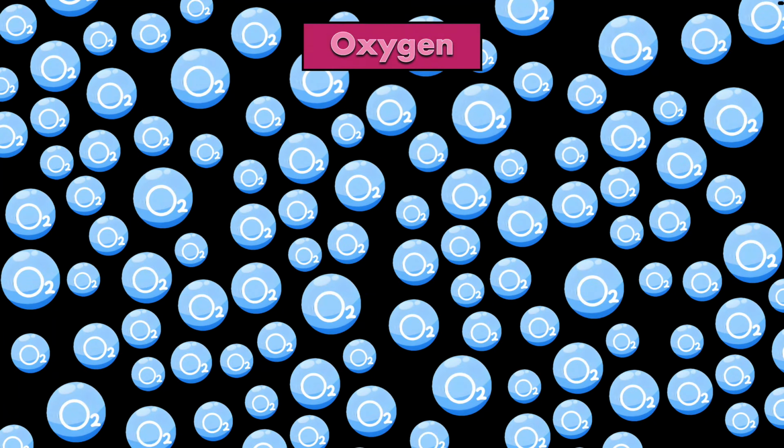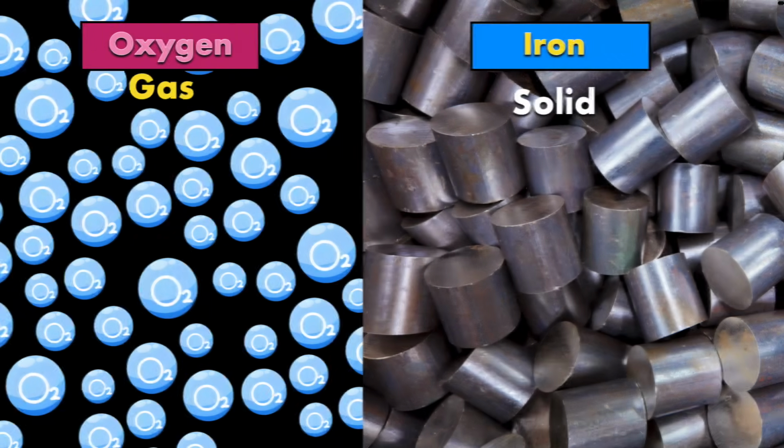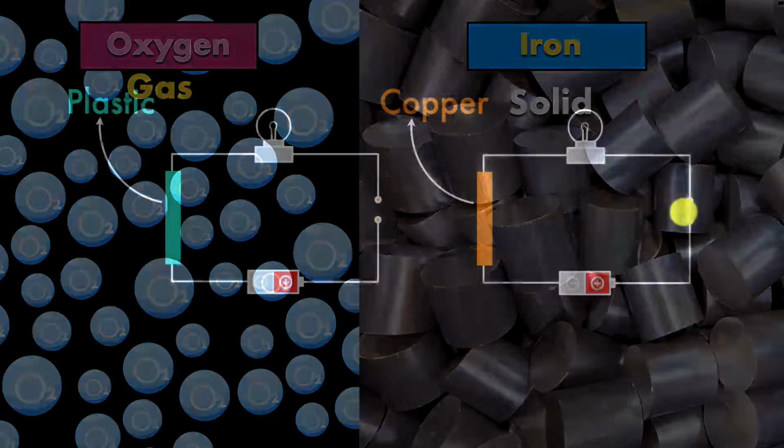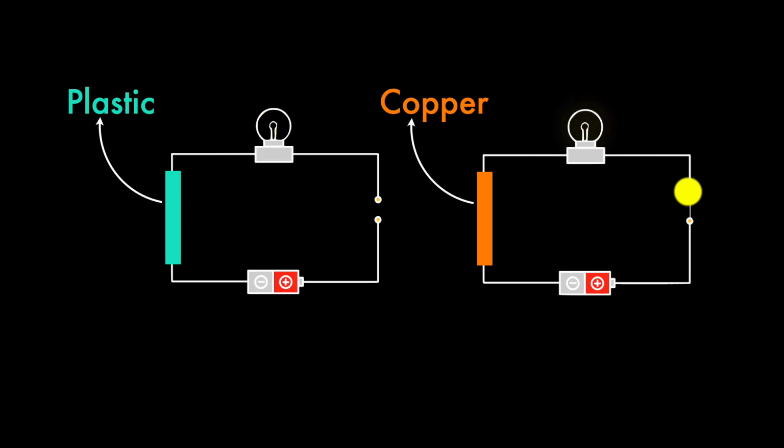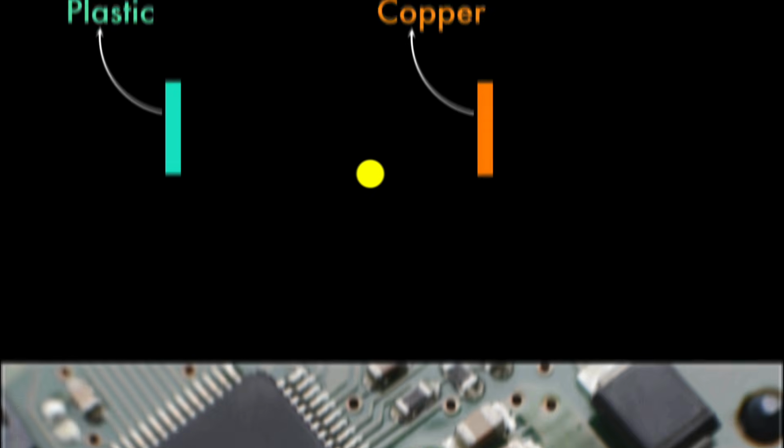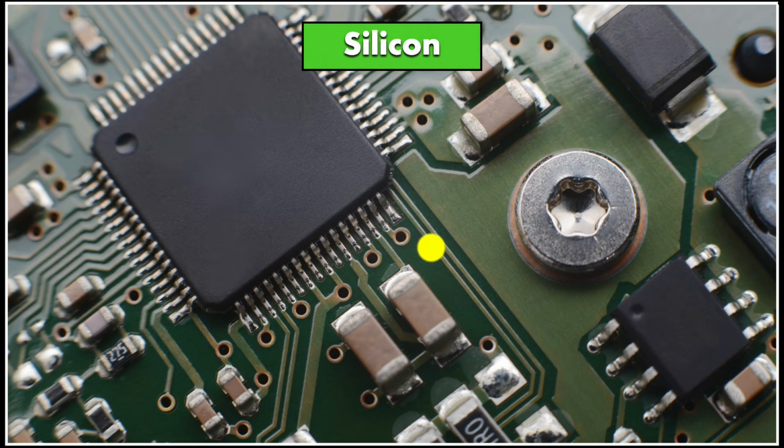Why is oxygen a gas at room temperature, while iron is solid? And why does copper conduct electricity, whereas plastic doesn't? And why is silicon used in computer chips? We're going to answer all these questions and more in this video.